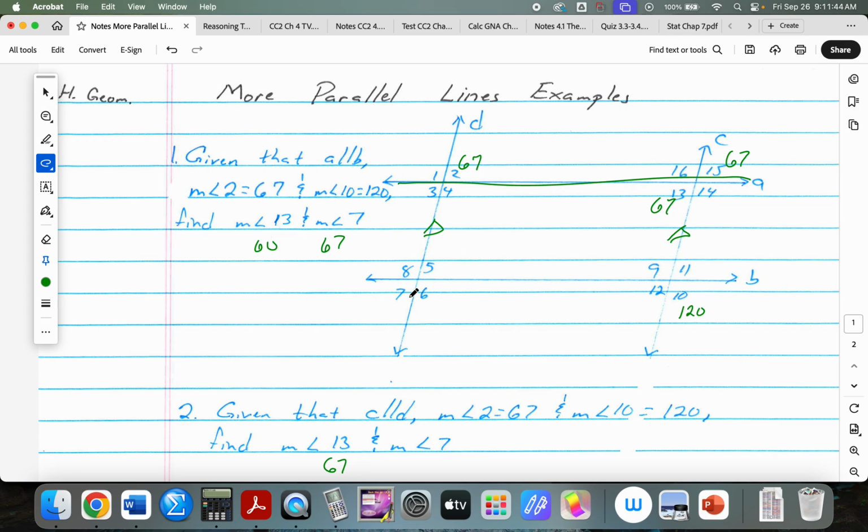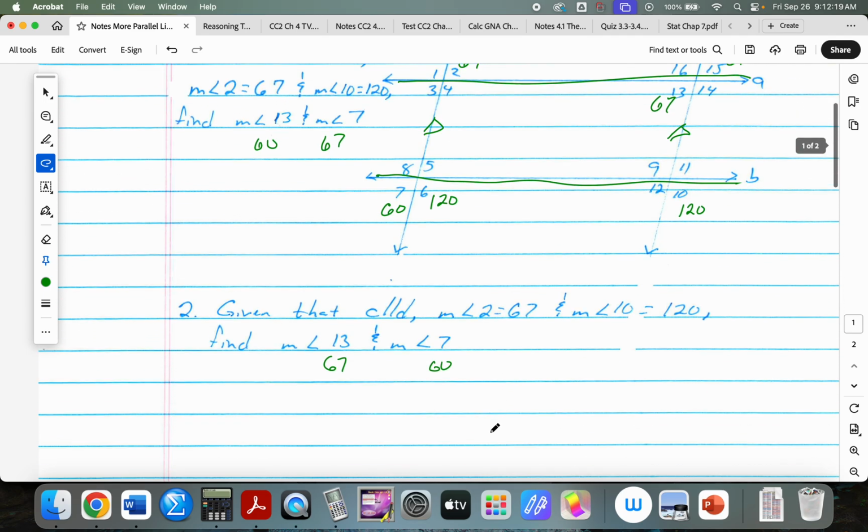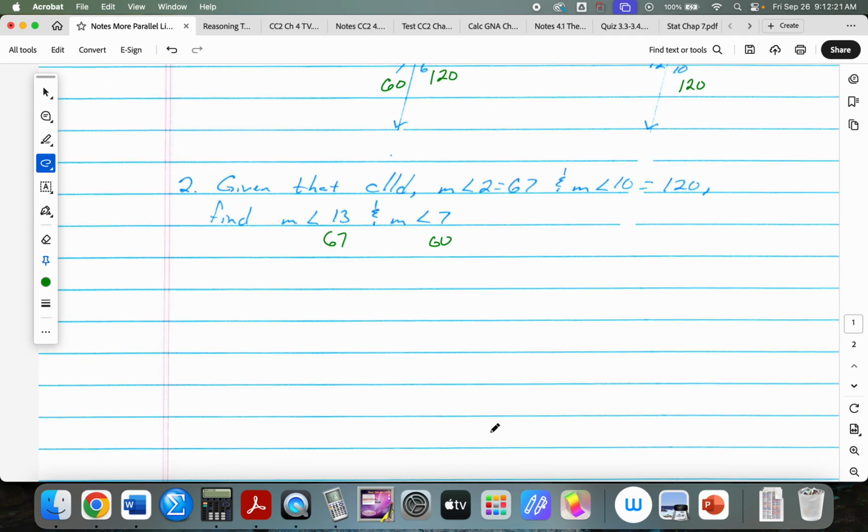And then to find angle 7, we can't use angle 2 because if we went this direction along D, we would not be crossing parallel lines. So we want to go this way. If this is 120, then angle 6 is also 120. Using a linear pair, we find that angle 7 is 60. So the moral of the story here is you got to pay attention to which lines are parallel. Questions about that?